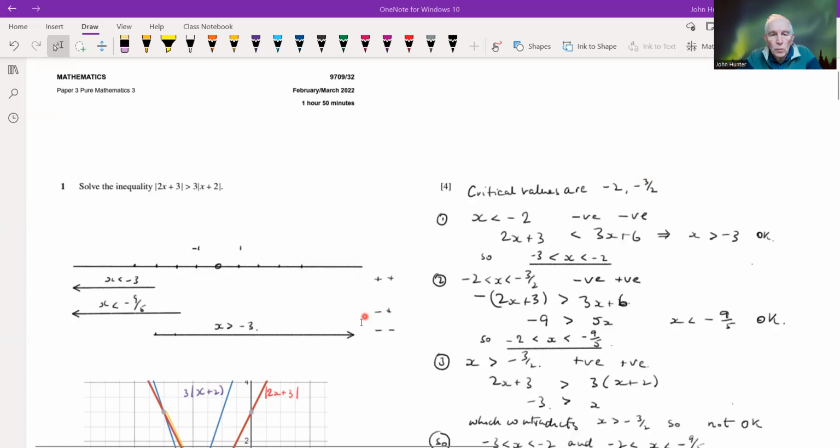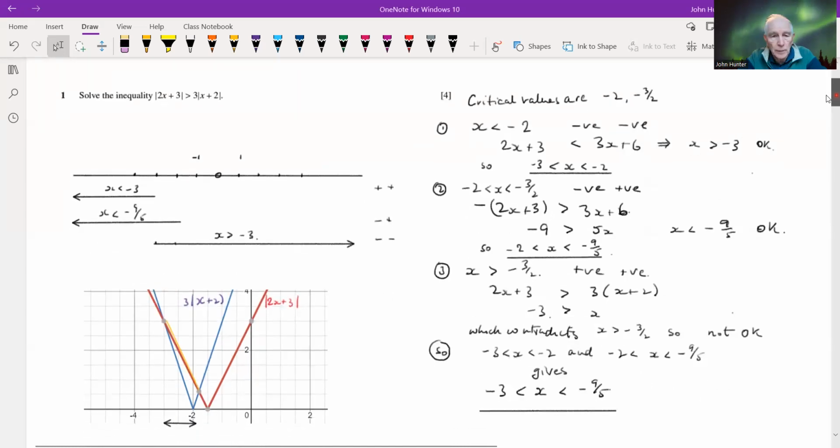Okay, this is a worked paper. It's a CIE paper. As you can see on the top here, it's a Pure 3 from February 2022. So this is the first part. It's a 1 hour 50-minute paper, and whilst it won't take me that long to go through all the questions because I'm going to miss out some of the working, there are probably too many questions for one video, so I'm going to split it into two. This is part A. So let's have a look.